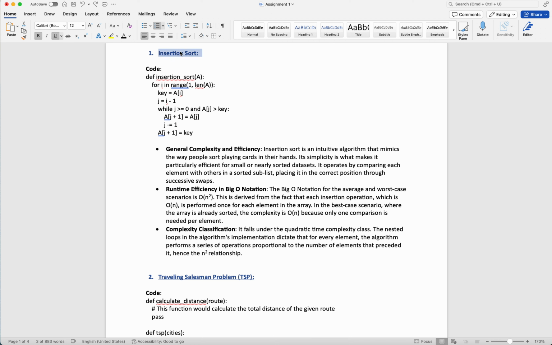Insertion sort is known for its simplicity. It's suited to small or nearly sorted datasets, and each element is placed into its correct position. The big O notation in this case is O of n squared for average and worst case, which speaks to its quadratic time complexity. Despite its inefficiency for large datasets, its ease of understanding makes it a staple in algorithm education.